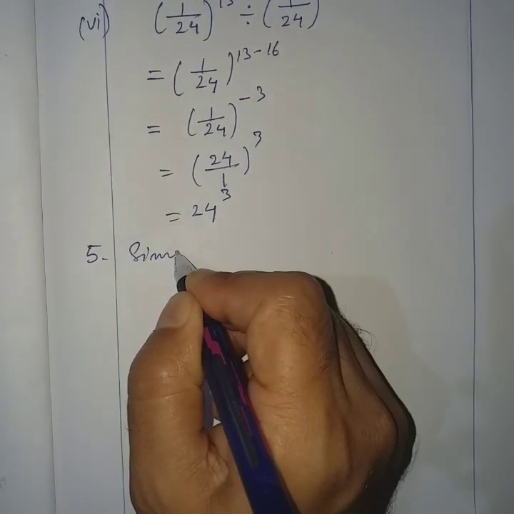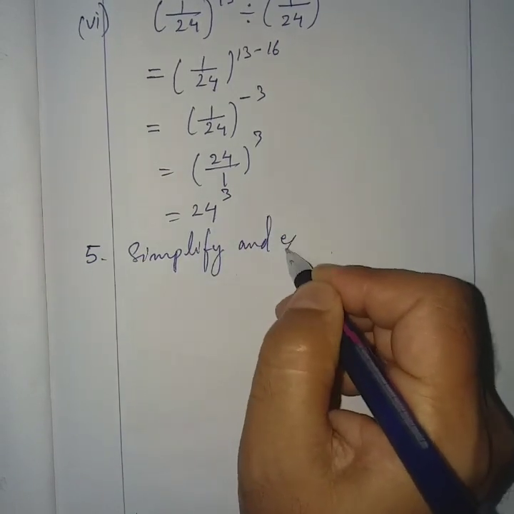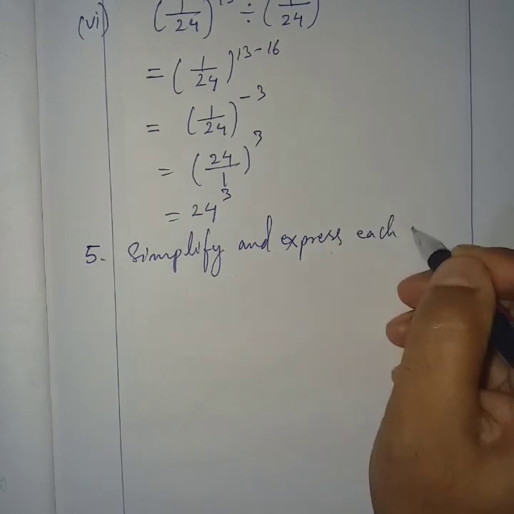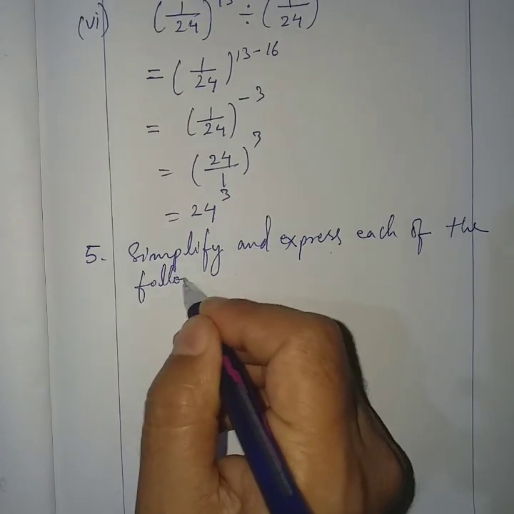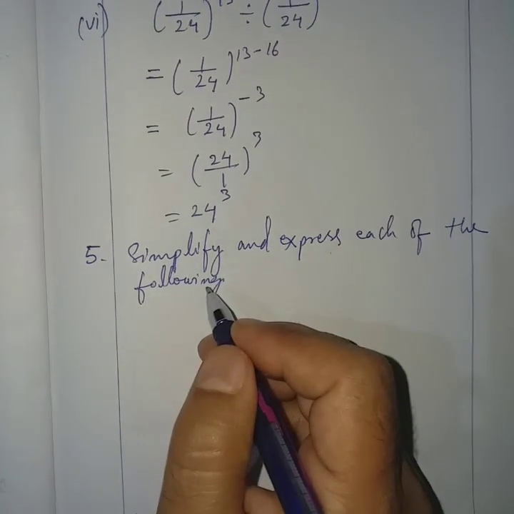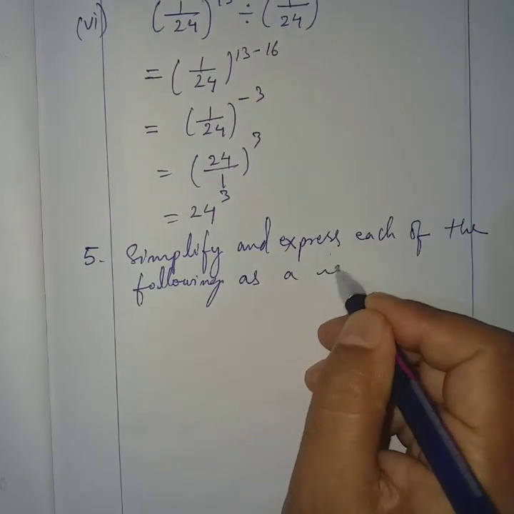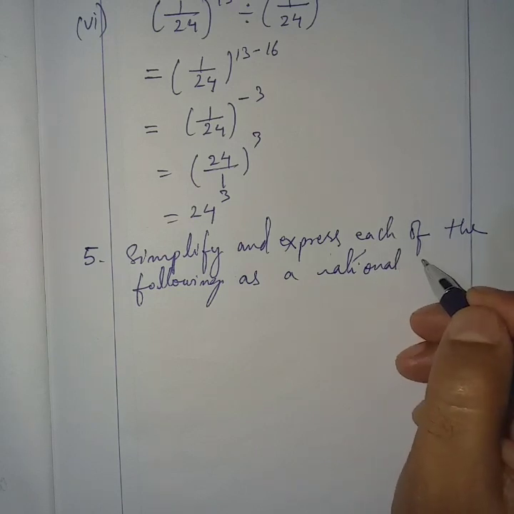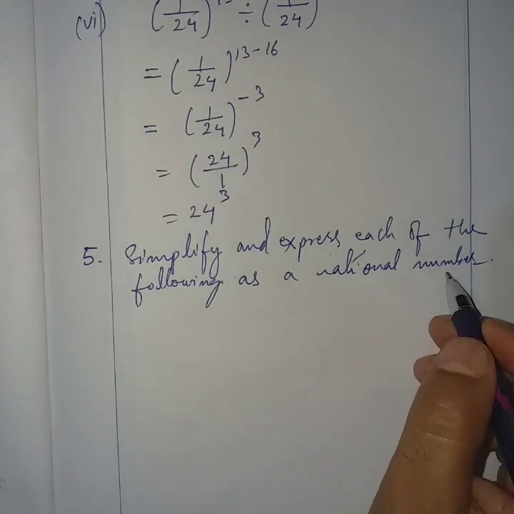Simplify and express. Okay, first we have to simplify and then we have to express each of the following as a rational number. So we have to express it as a rational number.